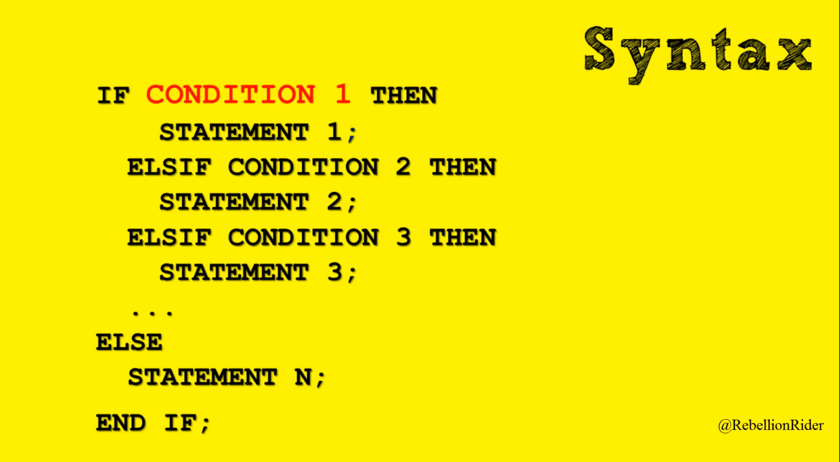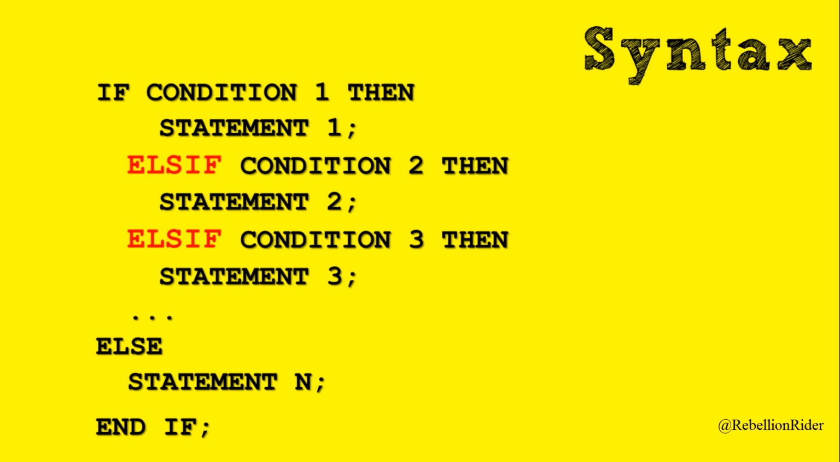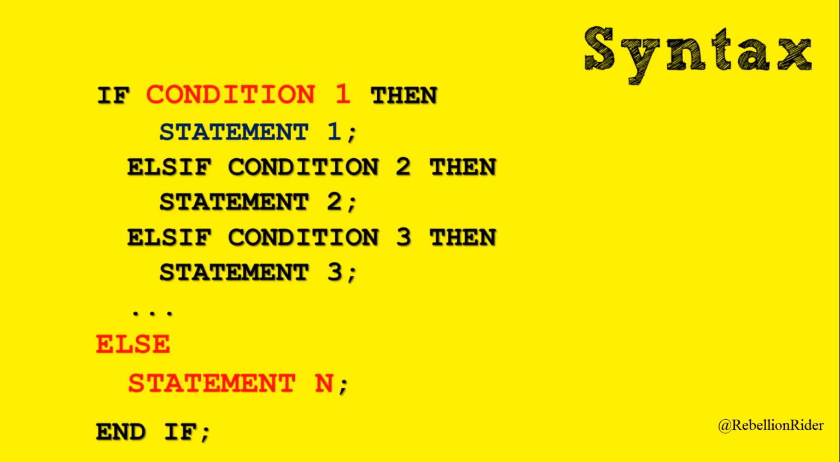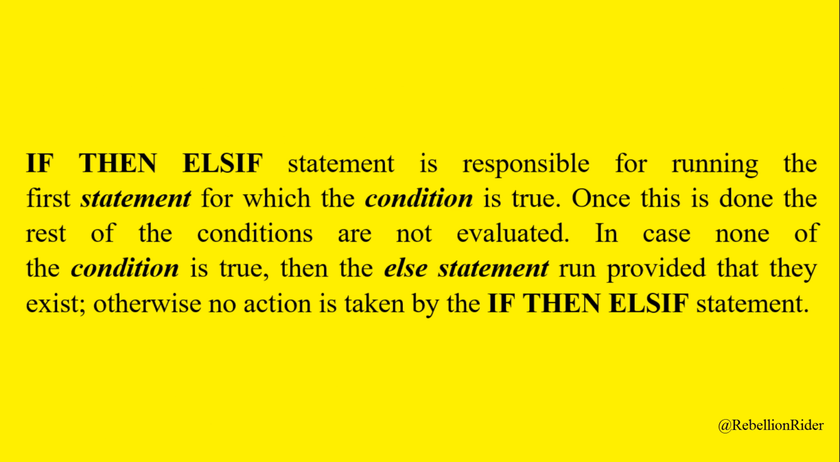This means that if condition 1 is evaluated to be true, then statement 1 is executed and control will jump over to the first executable statement outside the else if construct and the rest of the conditions will be ignored. If condition 1 is evaluated to be false, then the compiler will jump inside and check the rest of the else if conditions and look for the one which is true. If it finds any, then it will execute the corresponding statements, otherwise it will run the else statement. In simple words, the if then else if statement is responsible for running the first statement for which the condition is true. Once this is done, the rest of the conditions are not evaluated.